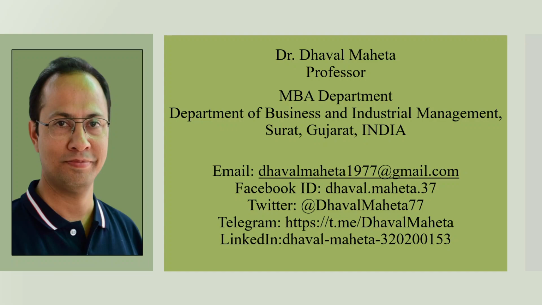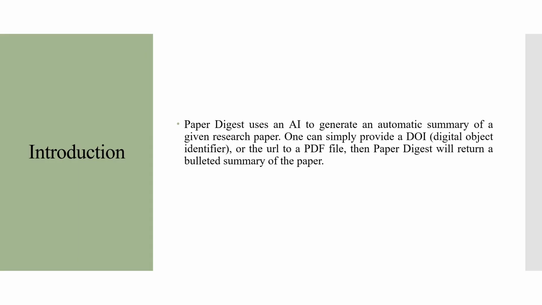And today we are going to discuss the AI tool used for the literature review, that is Paper Digest. Paper Digest uses an AI to generate an automatic summary of the given research paper. One can simply provide a DOI, that is a digital object identifier, or the URL to a PDF file, then the Paper Digest will return a bulleted summary of the paper. Let's see how we can do this.